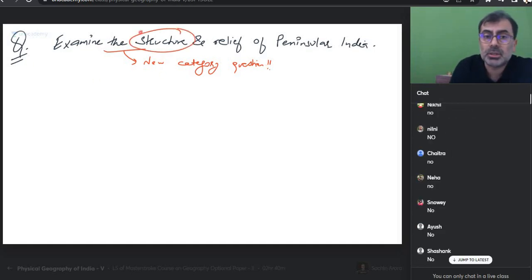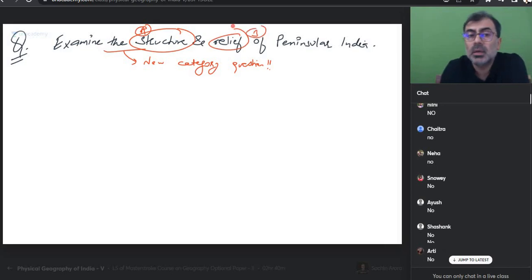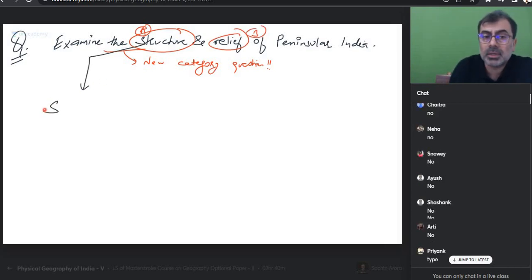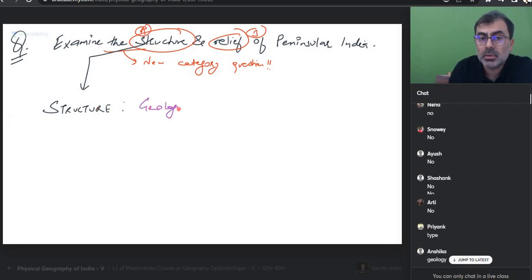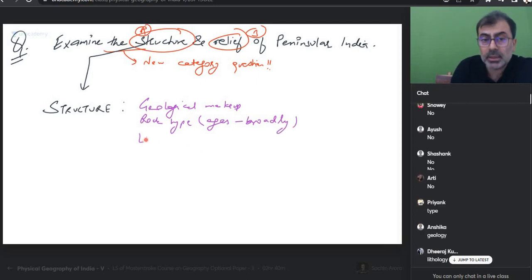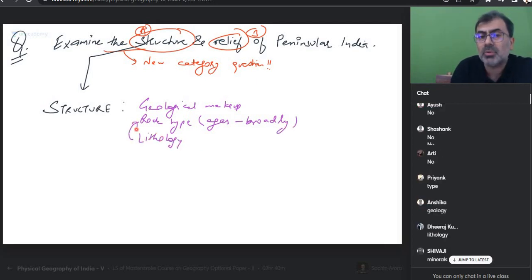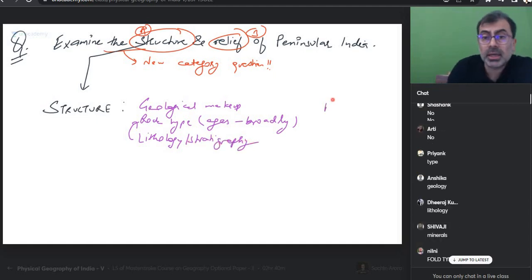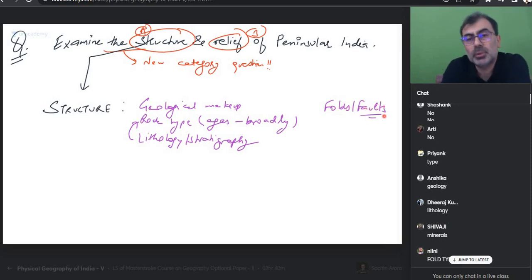What is structure? Structure is A. Tell me this. You should know what structure is. That is why all this effort is happening. Structure means the geological makeup, the rock type, and if needed, ages broadly. Broadly, which era it belongs to? Yes, lithology. Lithology means rock type only, no? Stratigraphy, this should come. There can be folds, there can be faults. That means the geology part has to be told. True or not?